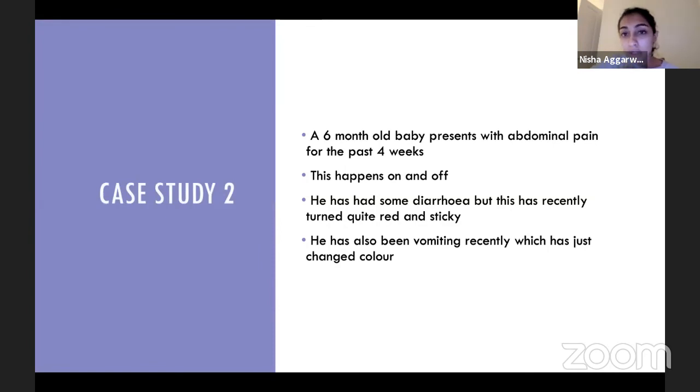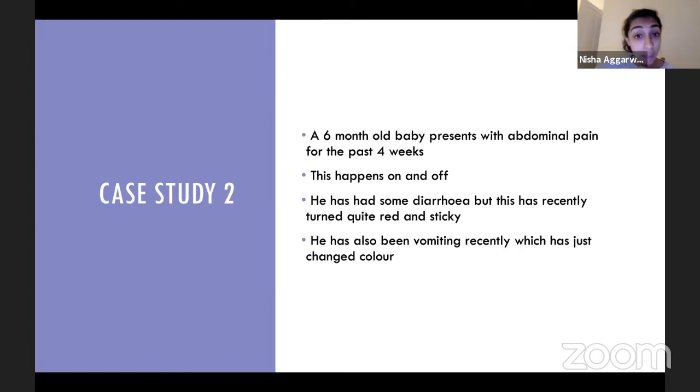So I've just had another case here to think about. It's not as long as the other one, but it's just worth thinking about. A 6-month-old baby presents with abdominal pain for the past 4 weeks. It happens on and off. So parents are telling you, you know, it's not all the time, it's just every now and again. They've had some diarrhea recently, but it's turned quite red and sticky recently. And baby's also been vomiting, and that's just recently changed colour.